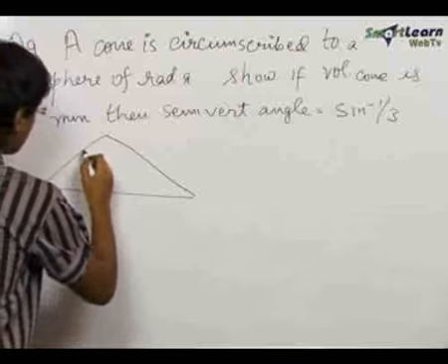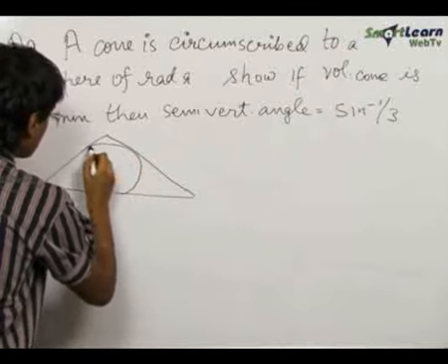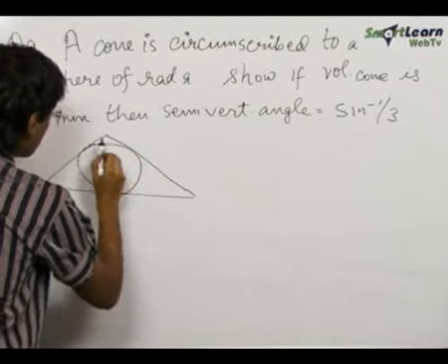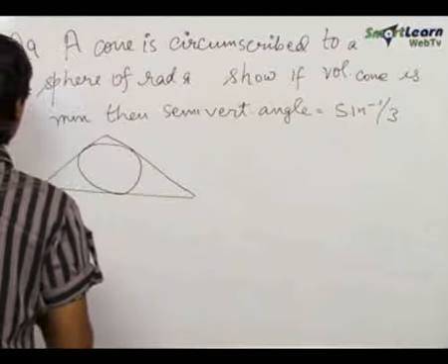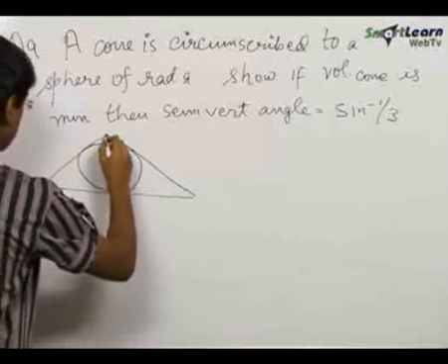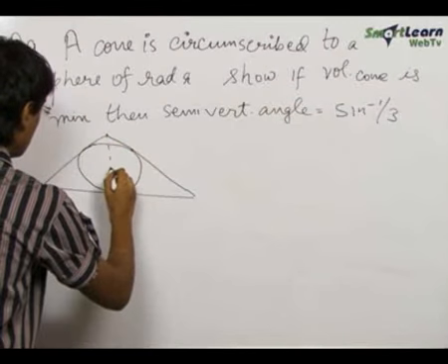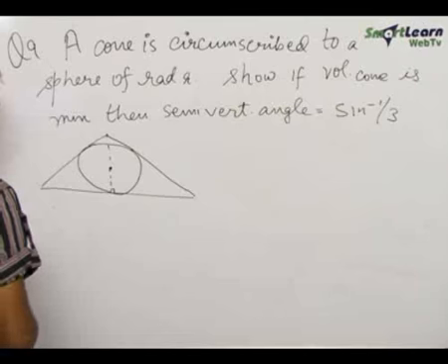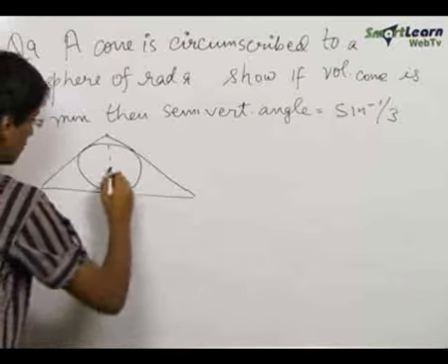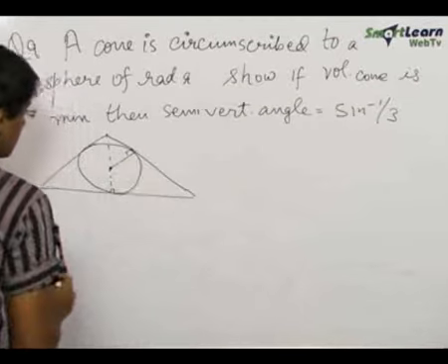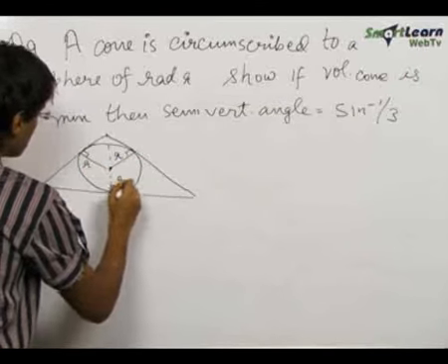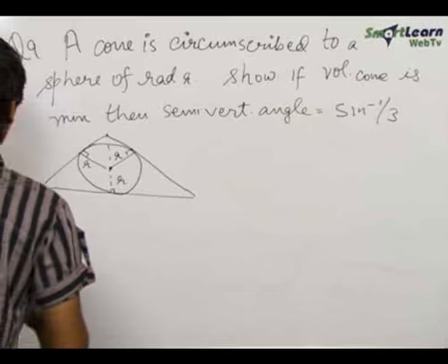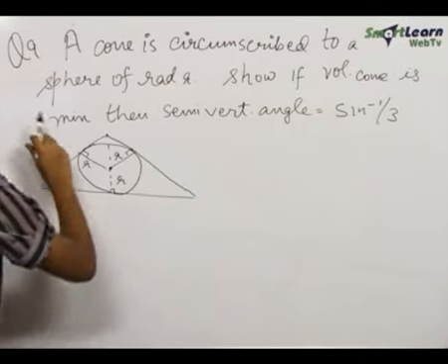If this is a cone circumscribing a sphere, this is the front view of a cone circumscribing a sphere. This is the center O of the sphere. This is perpendicular r. This is r and this is r, where r is the radius of the sphere.